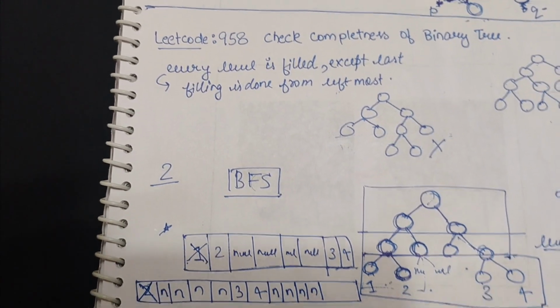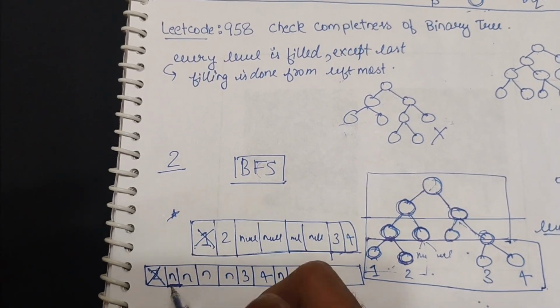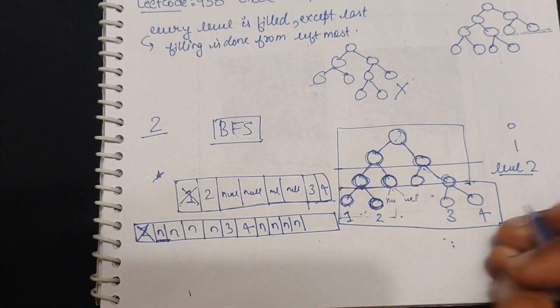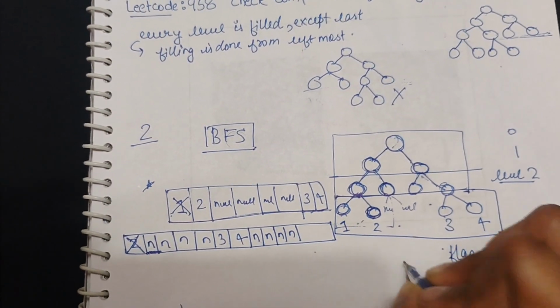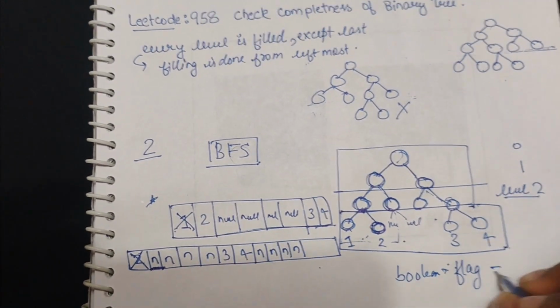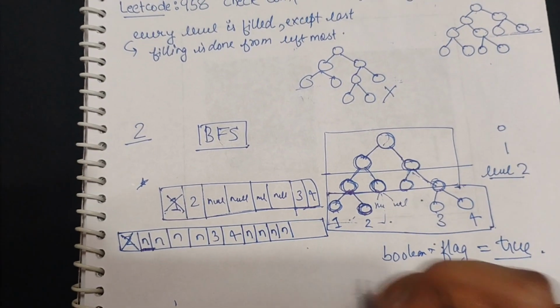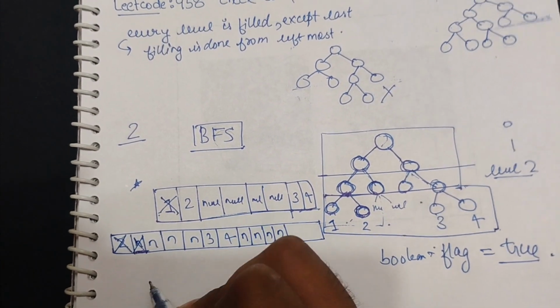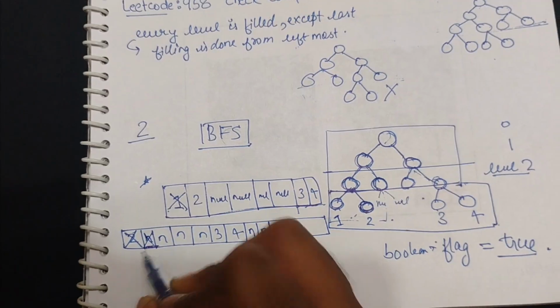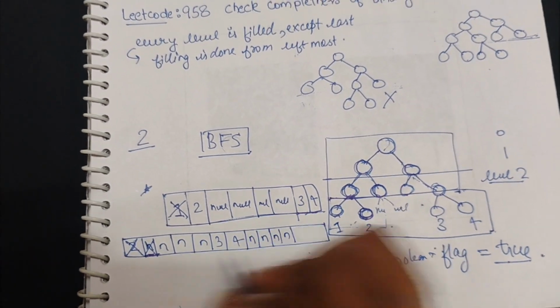I popped out 2. Now coming to this null, I'll pop it out and check, is this null? Yes, it is. So I'll have a boolean flag variable. If I encounter a null, I'll set this flag as true. I've got null, I'll pop it out. Then I'll again get a null and check, is the flag true? Okay, it is already true.